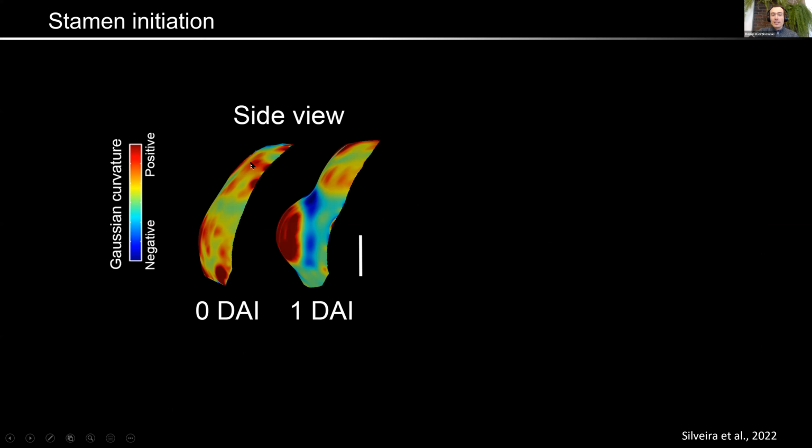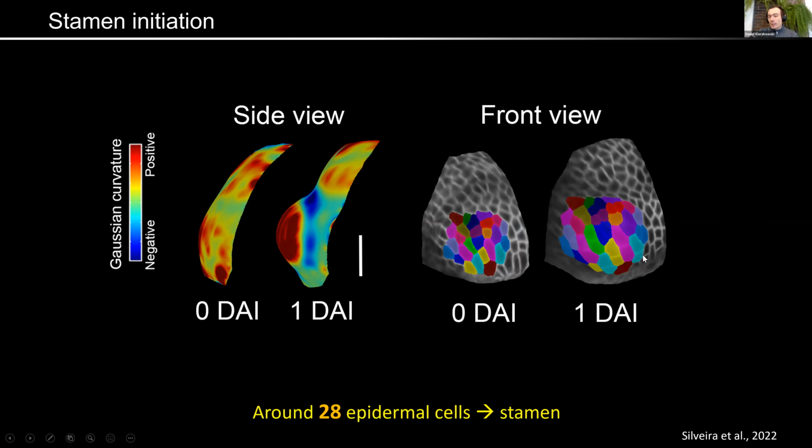So what you can see here is this floral meristem before any signs of stamen primordium initiation, and 1 day later, we have a clear bulge indicated by the positive Gaussian curvature. If you now mark all the cells at this very early primordium and trace them back to the floral meristem, we can say, for example, that around 28 cells in the epidermis will be contributing to this organ, which is a number very similar to leaves or sepals.